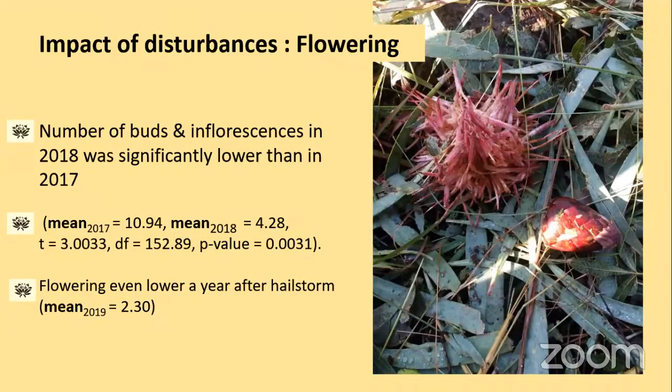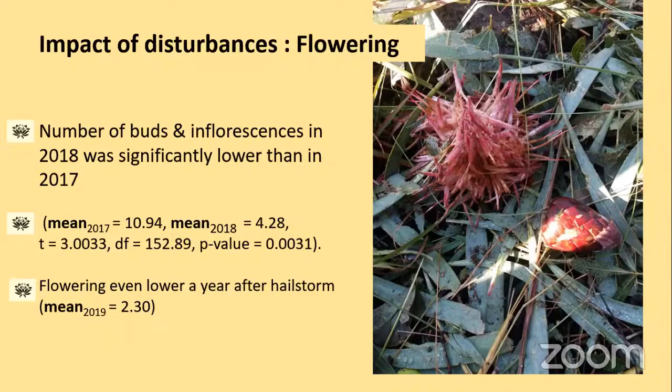The storm had knocked off several inflorescences, and it had also knocked off the flower buds before they could even begin flowering for the season. As a result, there was significantly less flowering in the year of the storm than in the previous year, and also flowering did not recover in the following year. It was actually lower than the year before hail.